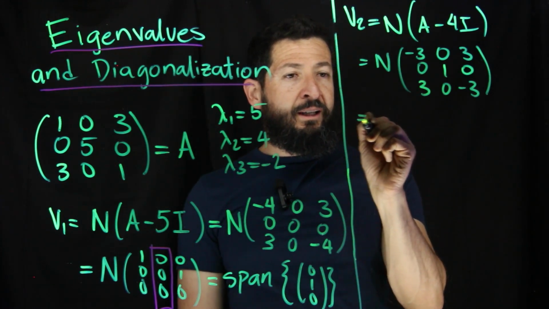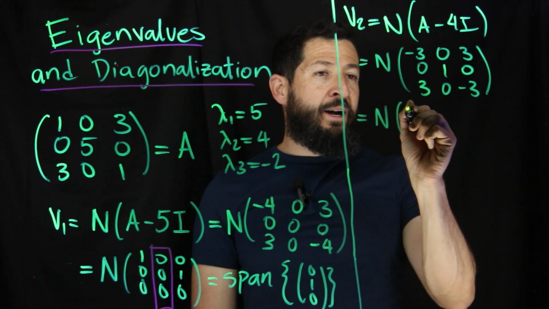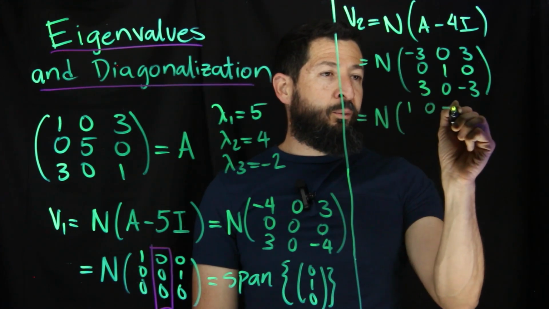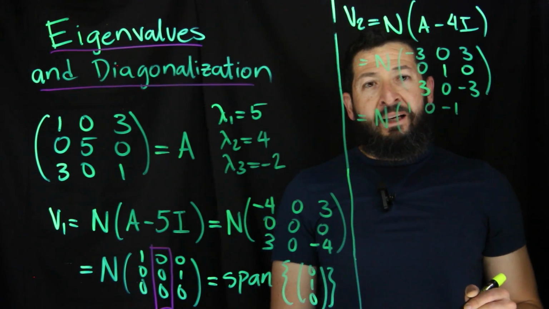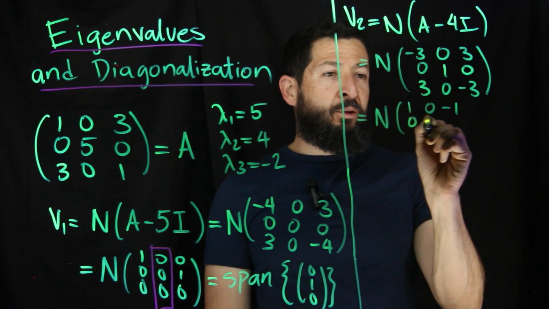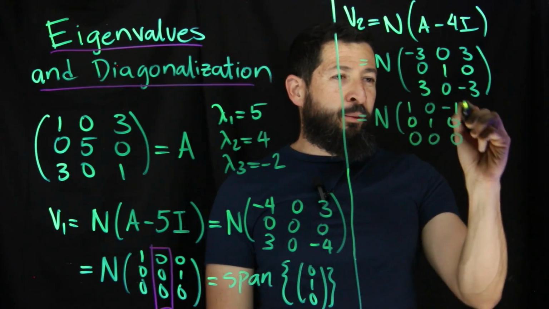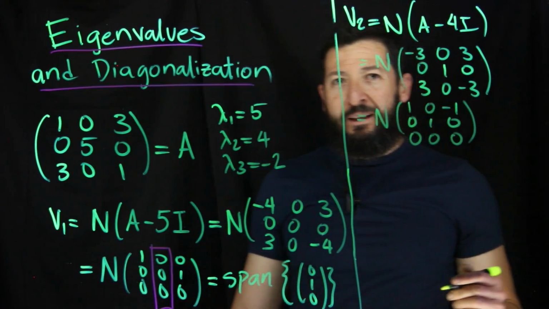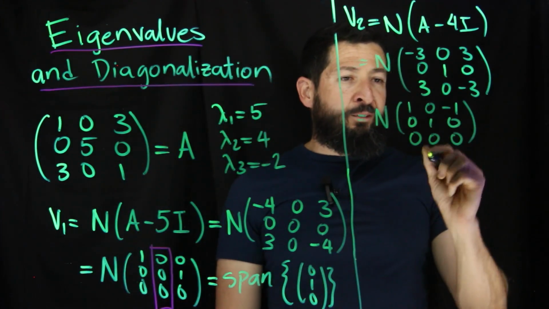Now you see that this becomes the null space of 1, 0, -1 when I divide the row by -3. And then I get 0, 1, 0, and then these two cancel, so I get 0, 0, 0. So that one you can compute. Again, it's not too difficult to compute, and I'm going to read it directly from here.